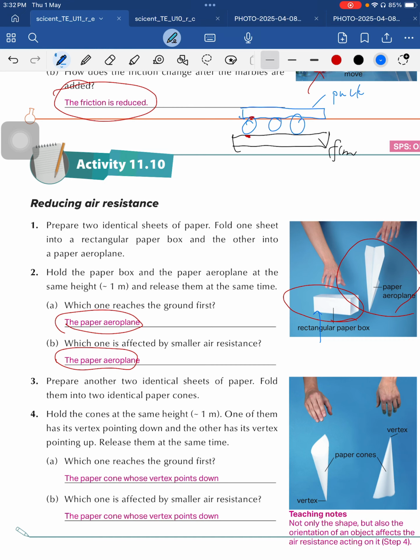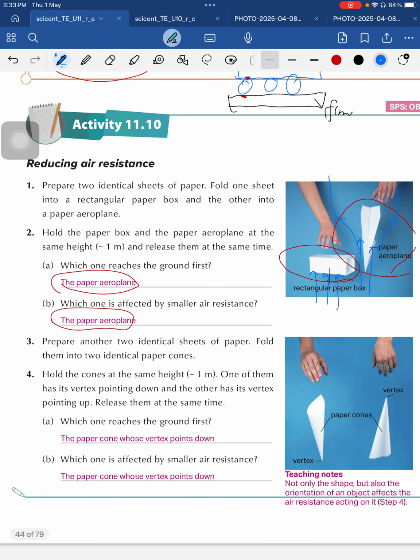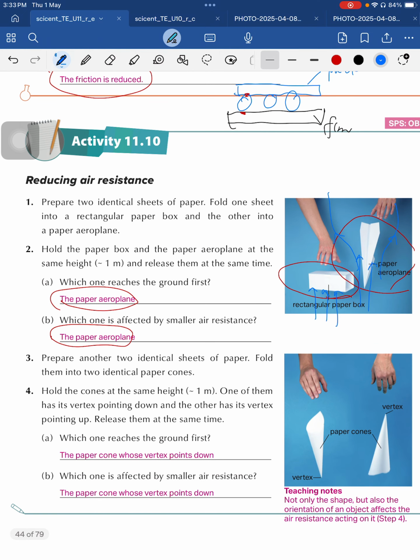If you draw the arrows, you'll find that a larger surface area will have a larger air resistance, and you find that with the paper plane, the air can make some turns so that the air resistance on the paper plane will be less. Another activity is we try to make paper cones, with the vertex at the bottom or the vertex on the top. Of course, again, the air resistance on the left hand side, you'll find that the cone pointing down will reach the ground first because the air resistance is less.